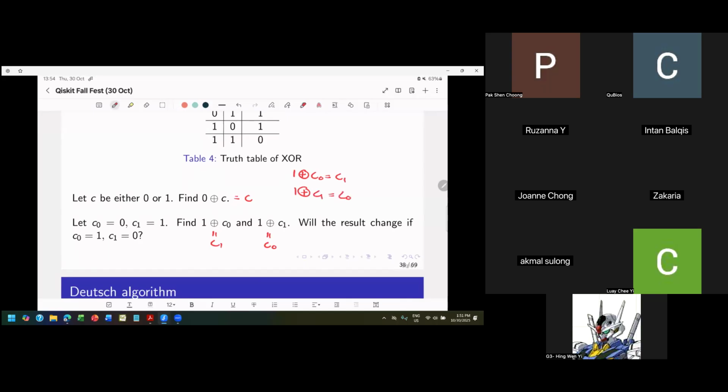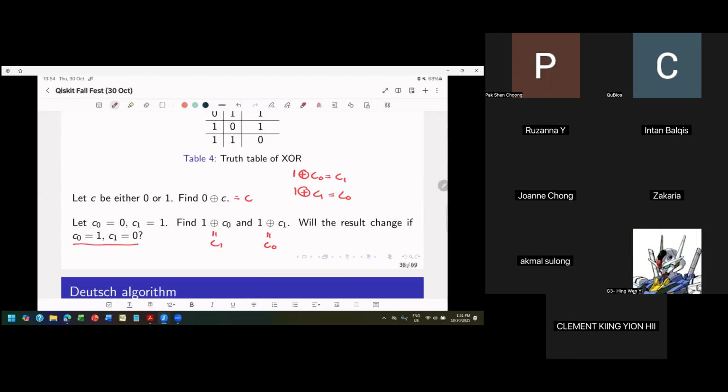So the idea of C1 and C naught is basically that you add one to the other. So now I'm asking if I interchange the value of C naught and C1, will this particular relationship change? No, right? Do you get what I'm trying to say?